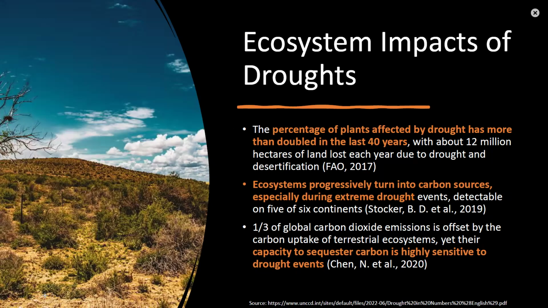Ecosystem wise, we keep having more and more droughts. It's affecting more and more plants. We have an FAO. You can pull up the number of hectares of land lost each year. So we can see that we've lost over 12 million hectares of land. It eventually turns into carbon sources, right? Instead of carbon sinks, if you think about it that way. So that's a change. And we get a lot of carbon offset if we have terrestrial ecosystems, meaning plants, trees, etc. But they don't work very well and can't take in CO2 if they're all dried out. So that's what some of these papers are about.